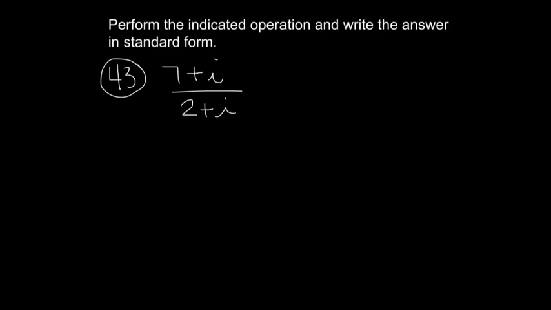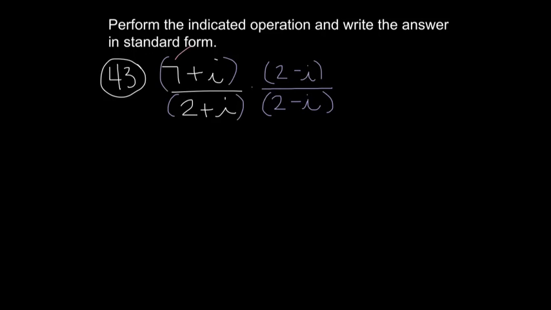Okay, another division problem where I have to make sure that I multiply by the conjugate of the denominator. Both the numerator and denominator get multiplied by that conjugate. The conjugate of 2 plus i is 2 minus i. So that 2 minus i goes in both the numerator and the denominator.